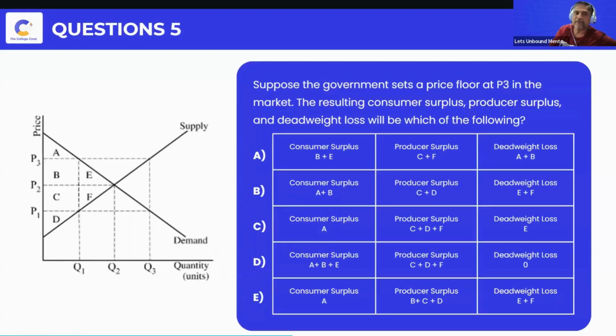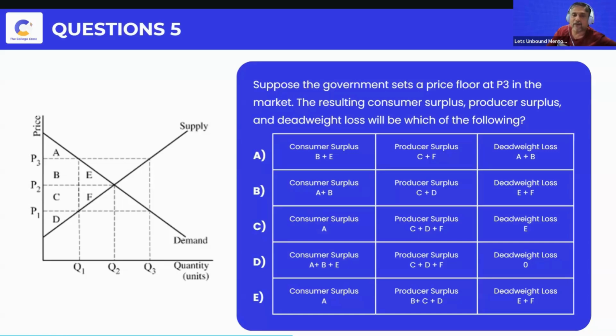another question here, okay, which is based on the same graph. So we can see that suppose the government sets a price floor at P3 in the market. So the resulting consumer surplus, producer surplus, and deadweight losses will be which of the following?